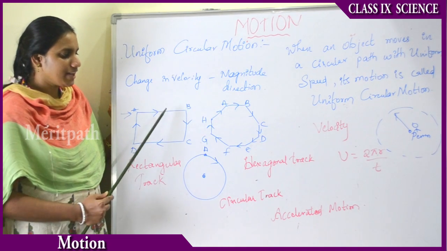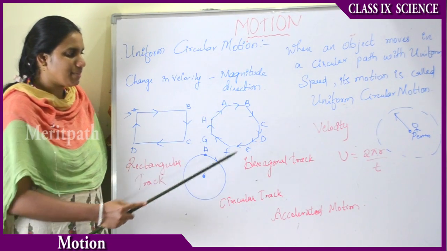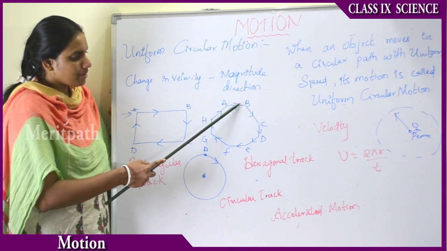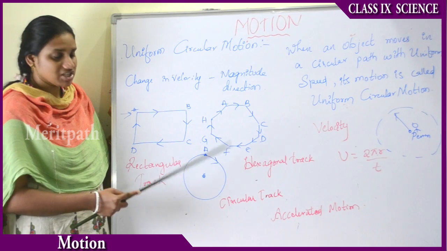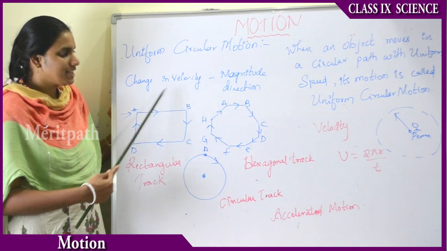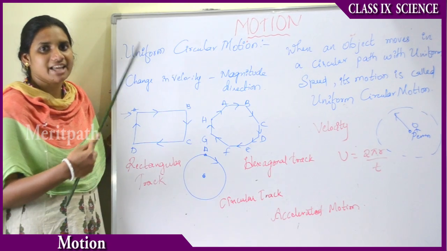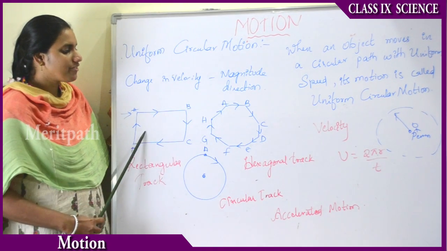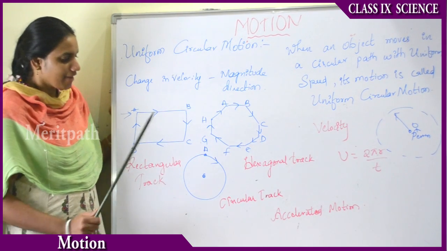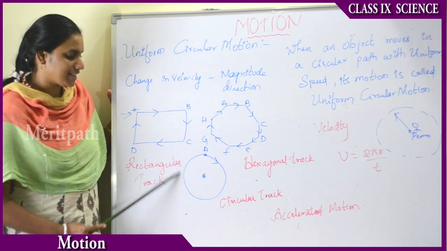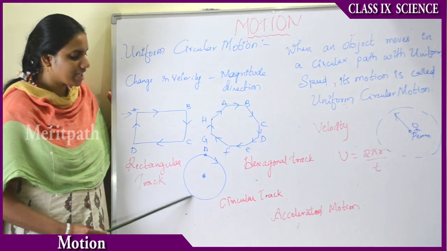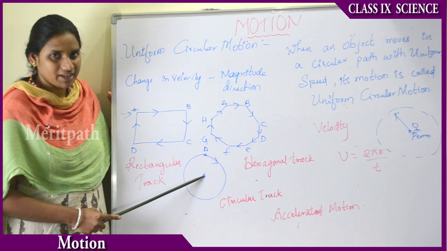And at the same time, when he moves in a hexagonal track, that means he is changing his direction 6 times, or 8 times if it is an octagonal track. And in the same way, when he is changing his direction alone, then the track will be as shown in different figures, but the magnitude will be same. When we take a circular track, his magnitude is same, but he is changing his direction with respect to the center point, right?